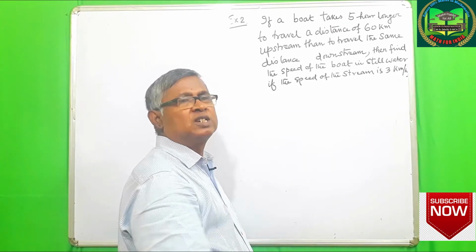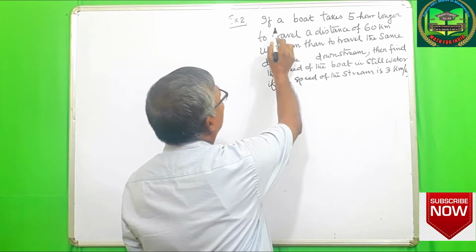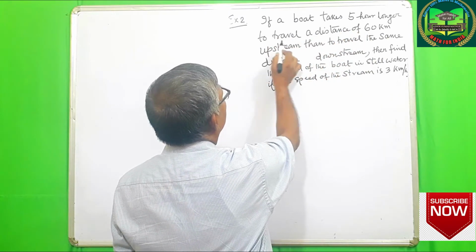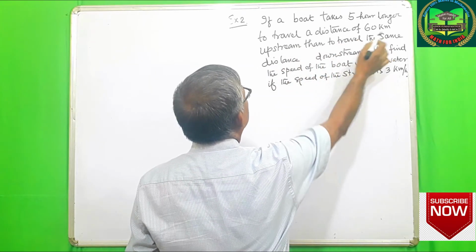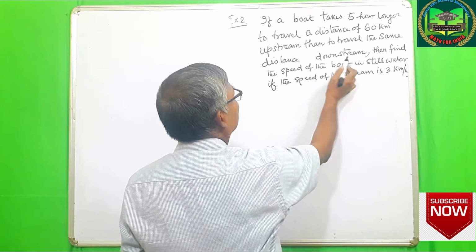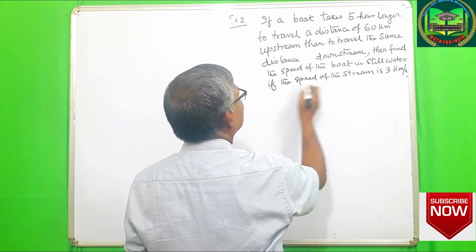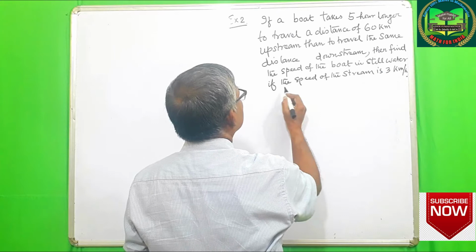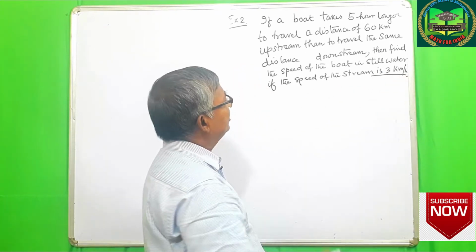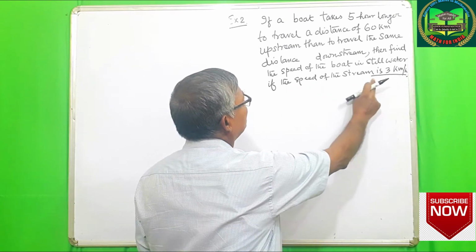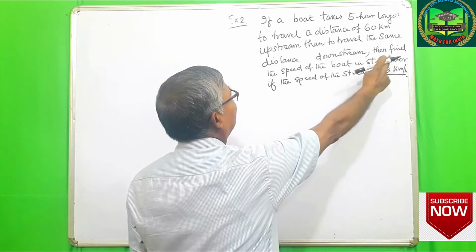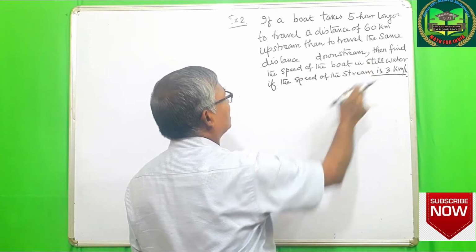Students, let us consider the problem. If a boat takes 5 hours longer to travel a distance of 60 km upstream than to travel the same distance downstream, then find the speed of the boat in still water if the speed of the stream is 3 km per hour. Here given the speed of the stream is 3 km per hour. We have to find the speed of the boat in still water.